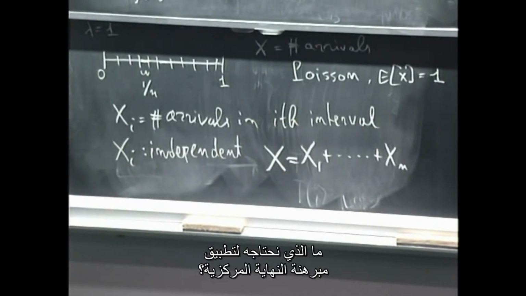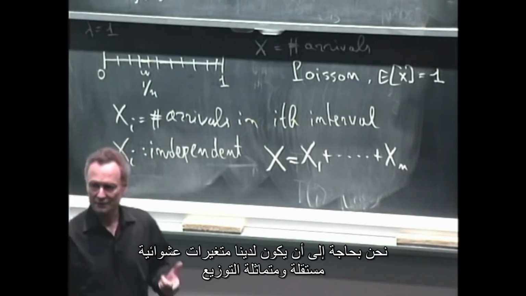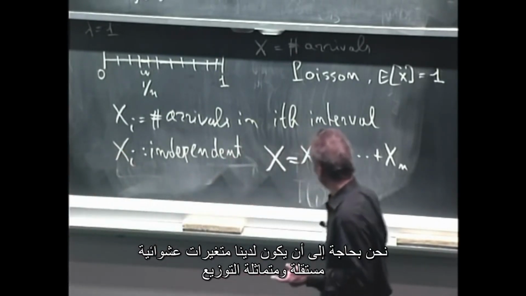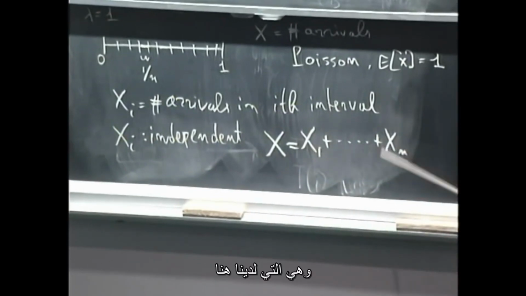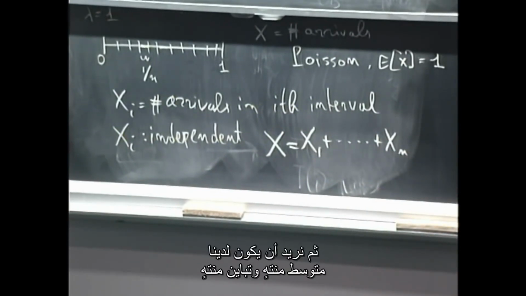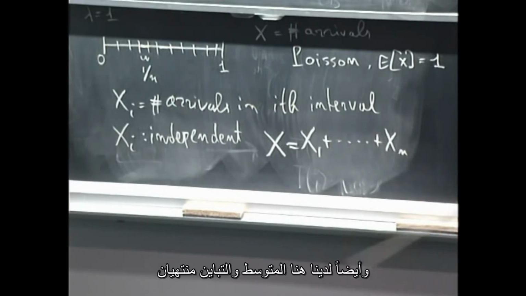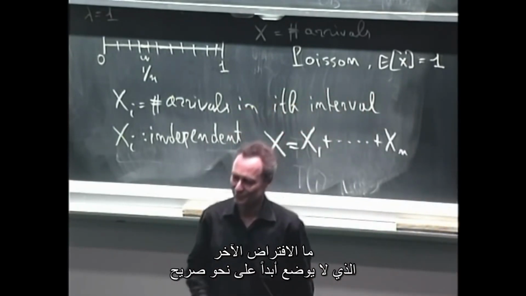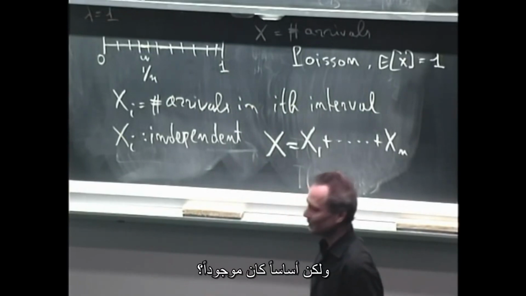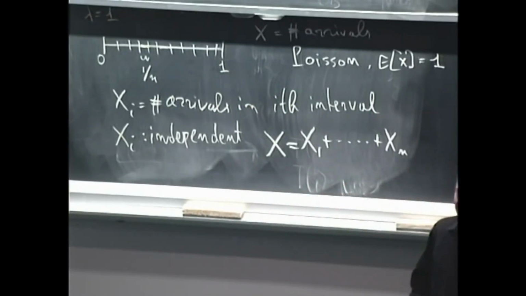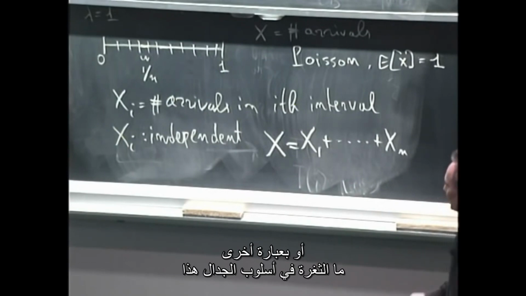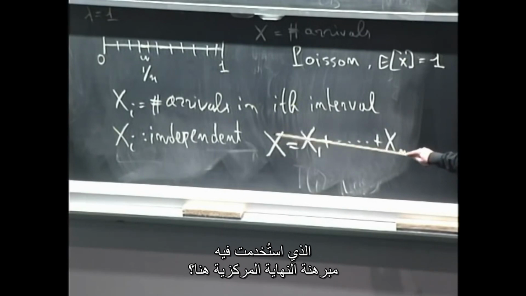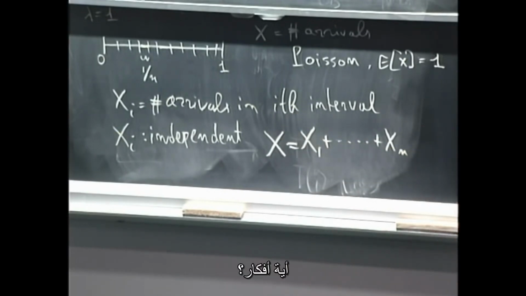So what do we need for the central limit theorem? We need to have independent, identically distributed random variables. We have it here. We want them to have a finite mean and finite variance. We also have it here. Means and variances are finite. What is another assumption that was never made explicit but essentially was there? Or in other words, what is the flaw in this argument that uses the central limit theorem here? Any thoughts?